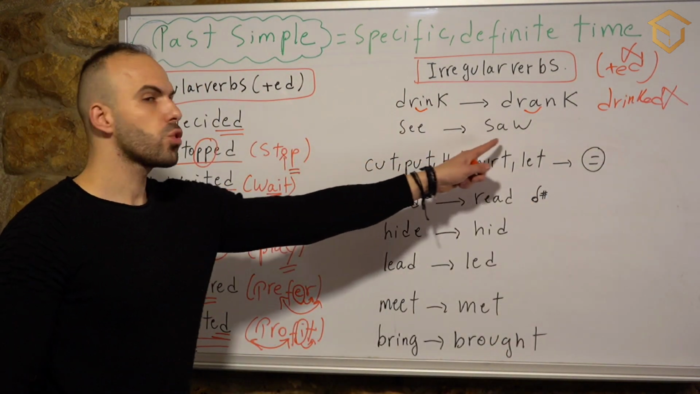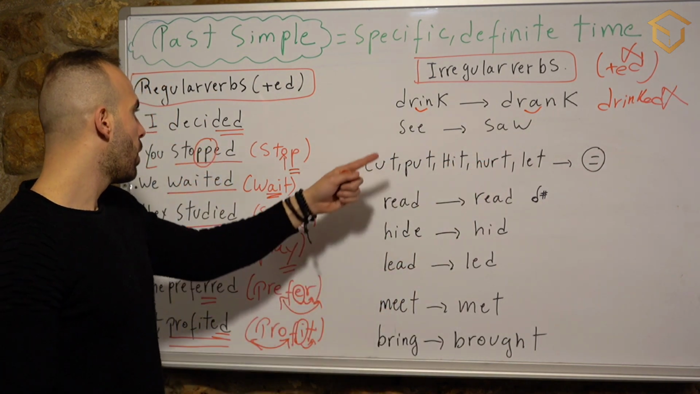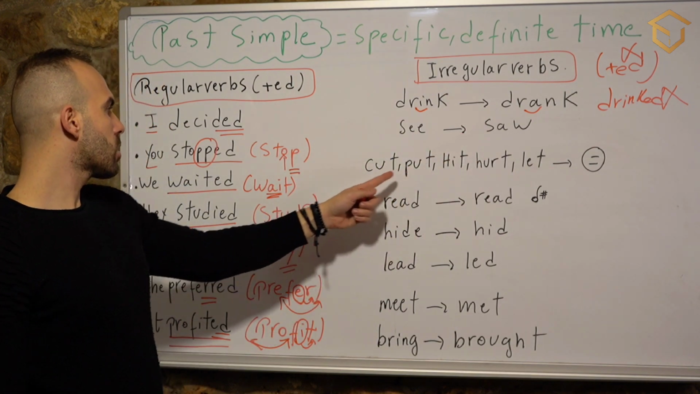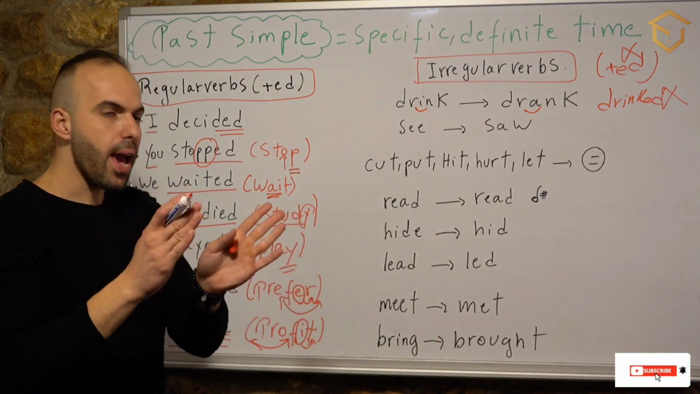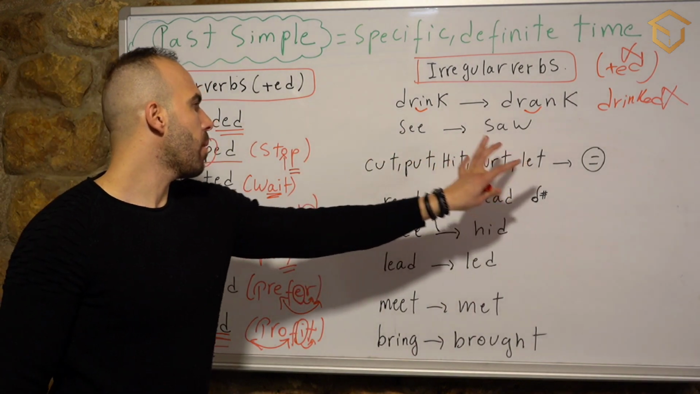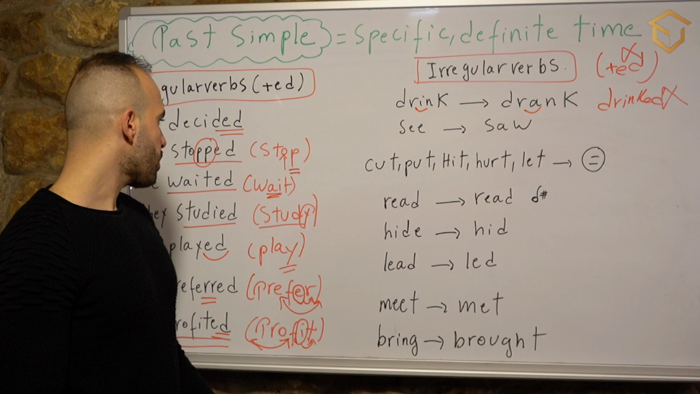See, saw. You have to watch the pronunciation. See, saw. Got, put, hit, heard, and let. They stay as they are in the verb. So that's the original form of the verb and it stays as it is in the past simple form.